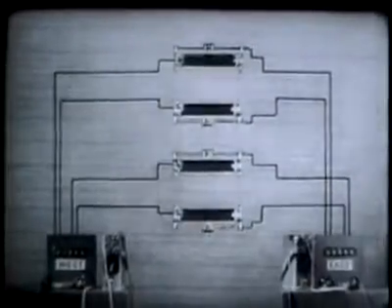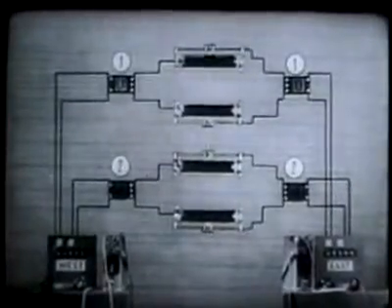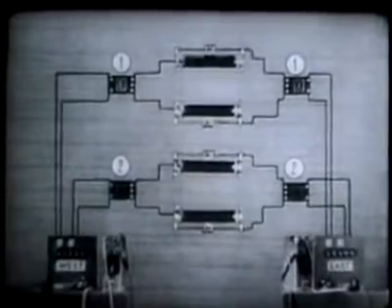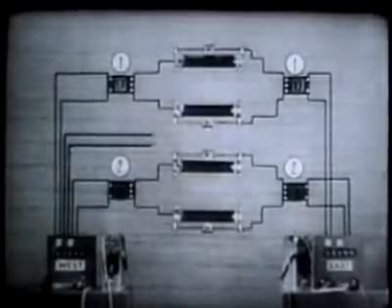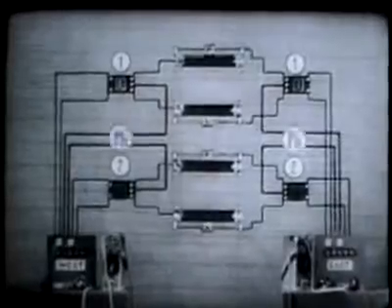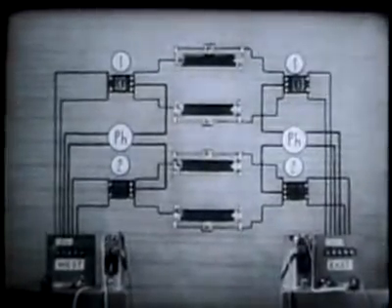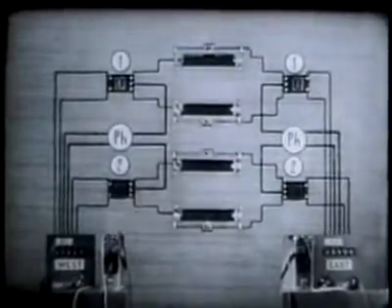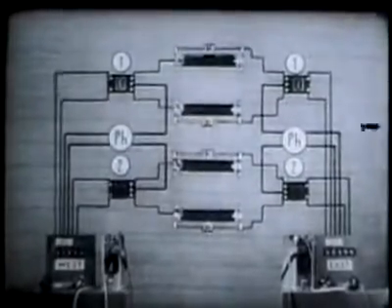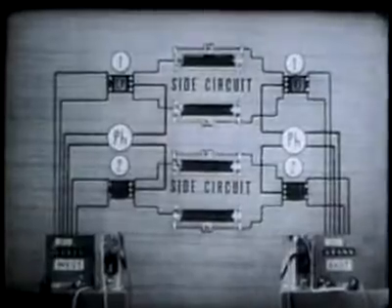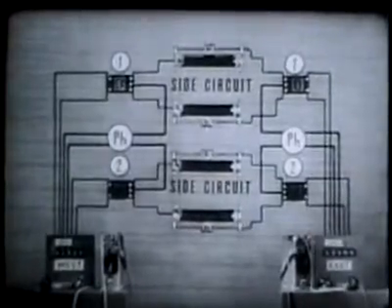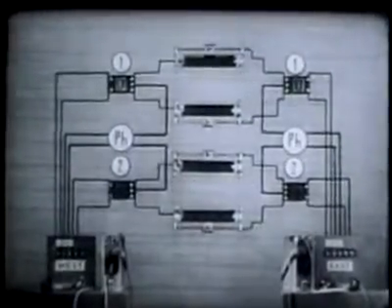The first step is to insert a repeating coil at each end of each line. The phantom may be a telephone or telegraph circuit. We're going to use it for telephone. We now have our phantom circuit. The two original circuits are now known as side circuits. Altogether, the three circuits form a phantom group.